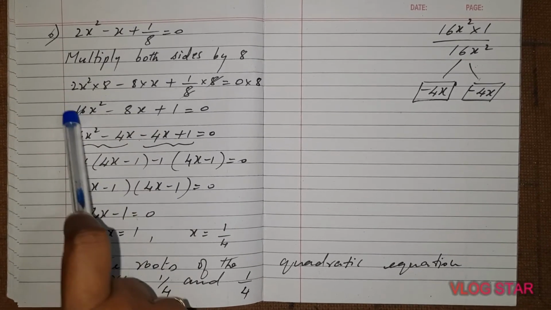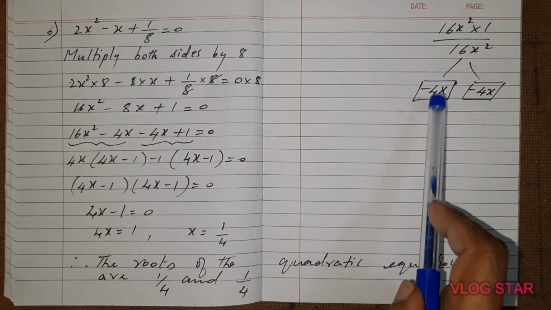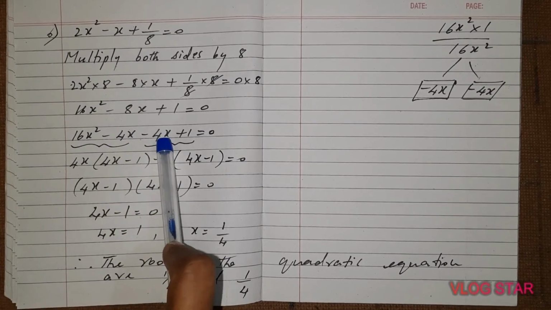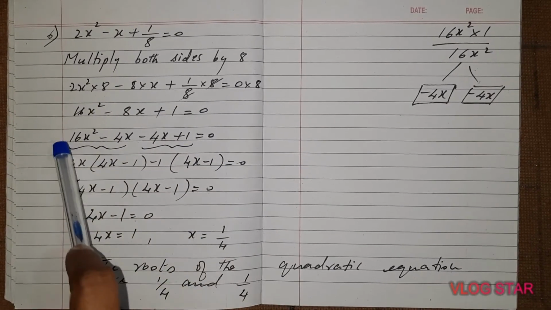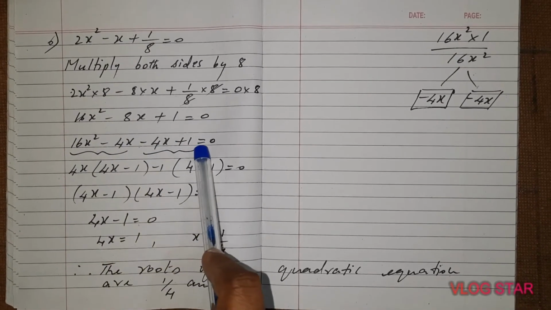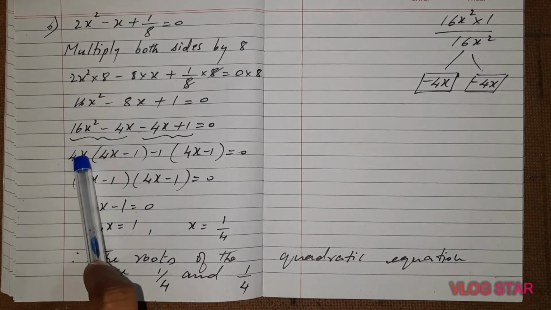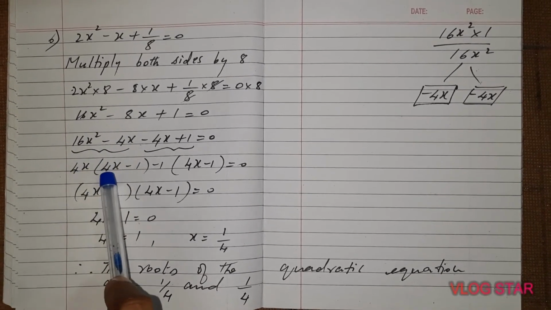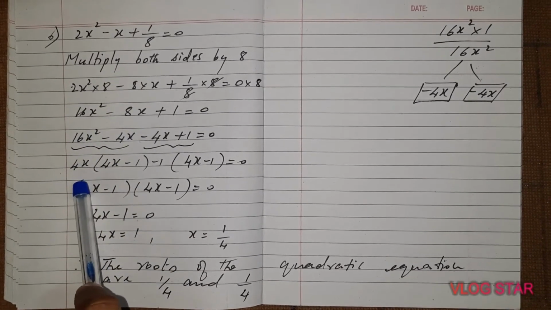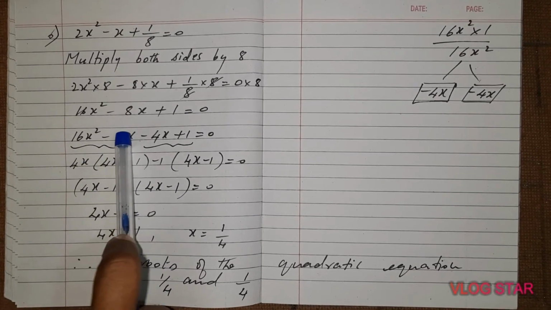So 16x square, instead of minus 8x, you can write minus 4x minus 4x. So minus 4x minus 4x plus 1 is equal to 0. Now group it into two terms. This is one group and this is the other group. What is common in these two terms? 4x is common here because 4 4s are 16, x into x, x square. Minus, you have taken out 4x, so 1 is remaining because 4x into 1 is 4x.